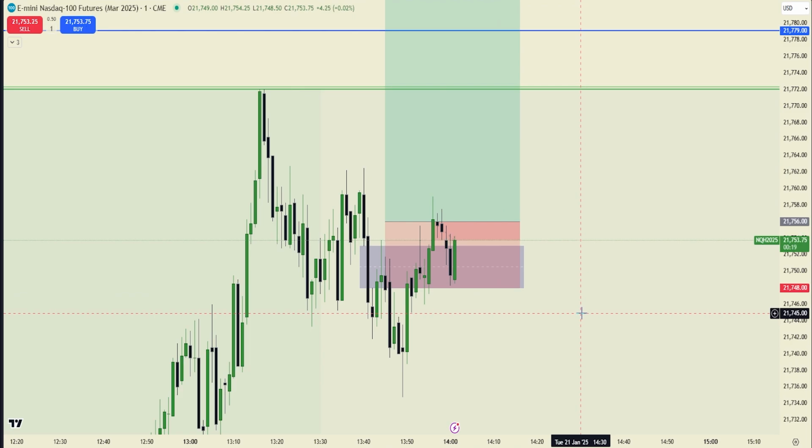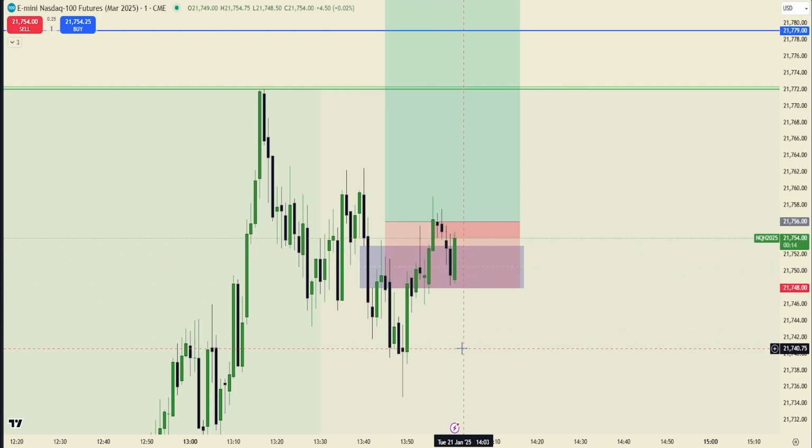So we're somehow still holding the gap. I want to see this form as an order block here now.